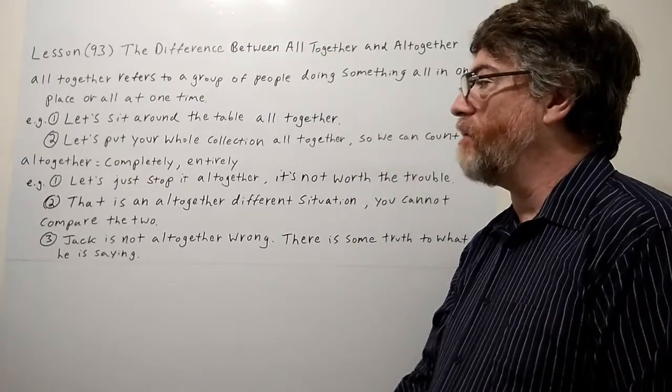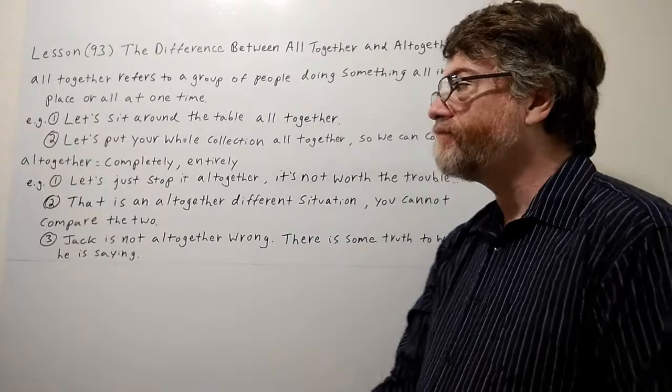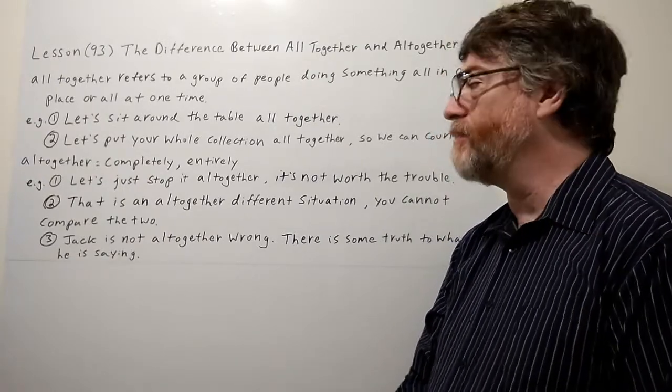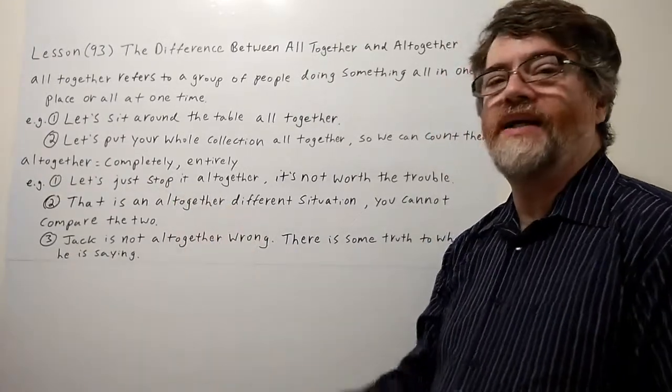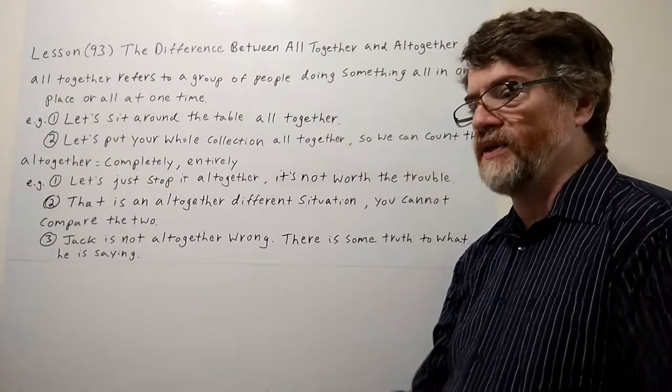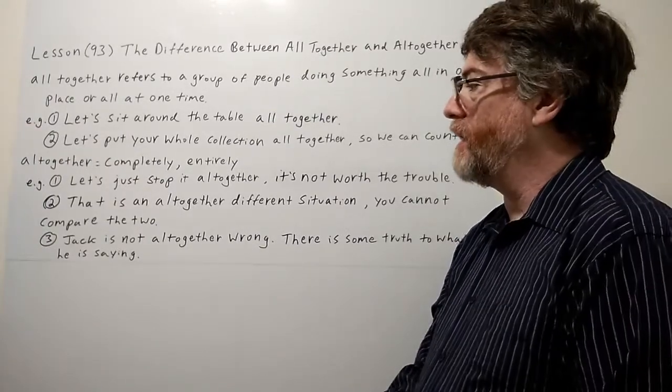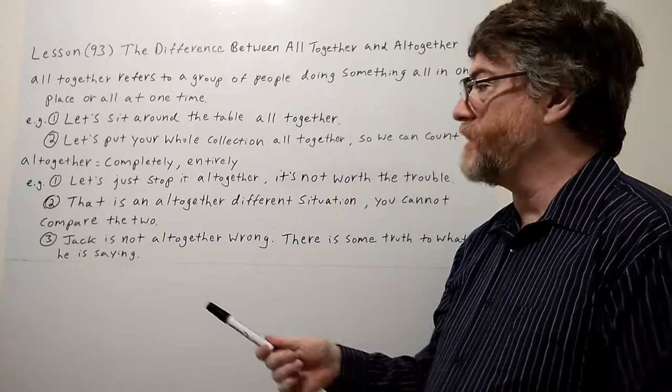Okay, let's look at altogether as a single word. Altogether as a single word is pretty simple. It means completely or entirely. So it's very different than as a group. Okay, let's look at the first example.